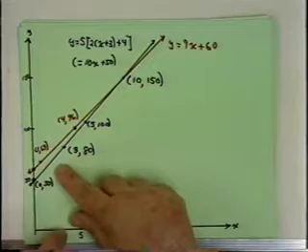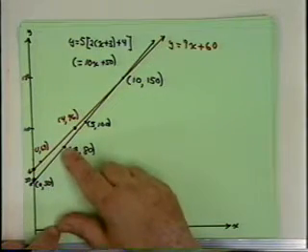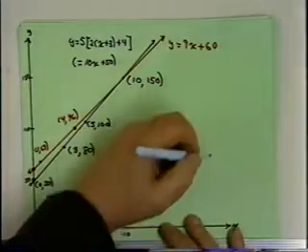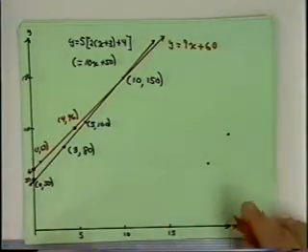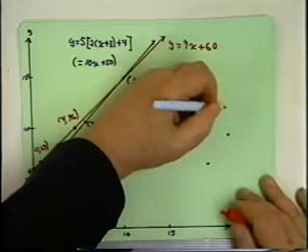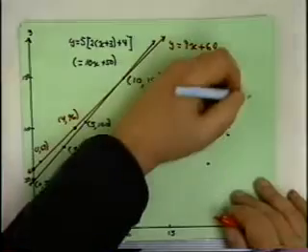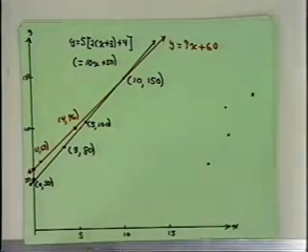It's always good when you know something's going to be a straight line to graph more than 2 points. And the reason is, if you graph 2 points incorrectly, any 2 points determine a straight line. But if you graph 3 or more points incorrectly, the chances are they won't all lie on the same straight line. In other words, if this is supposed to be a straight line and you get a graph like this, it tells you that you've made a mistake someplace. So it's always good to graph more than 2 points.